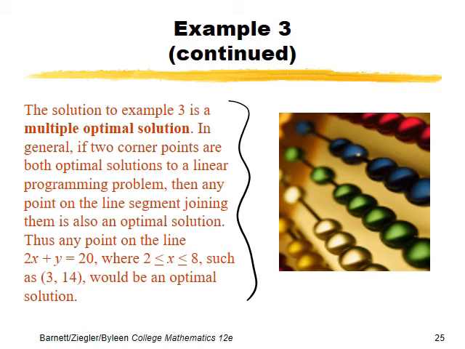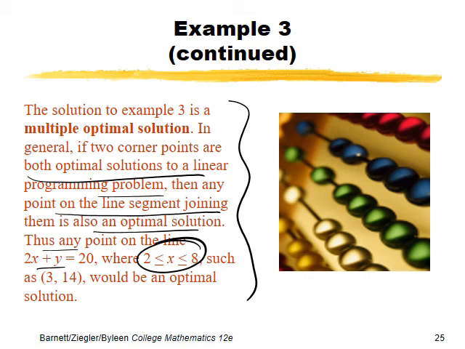So the solution to example 3, the multiple solution in general: if 2 corner points are both optimal solutions to a linear programming problem, then any point on the line segment joining them is also an optimal solution. Thus, any point on this line, where x is between these values, would be an optimal solution.